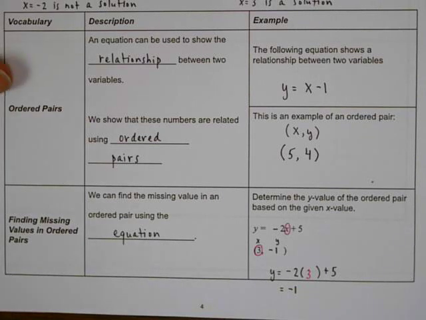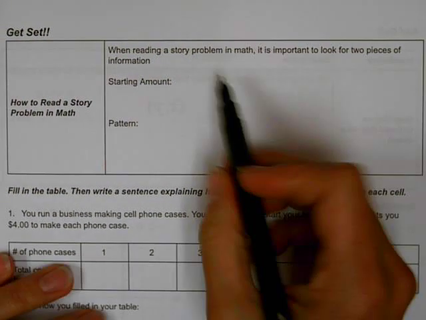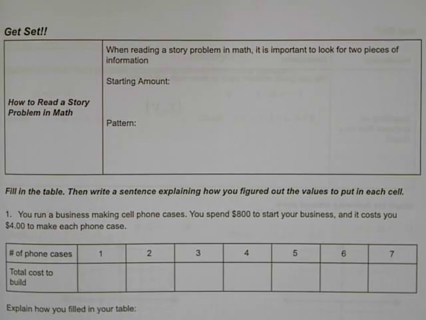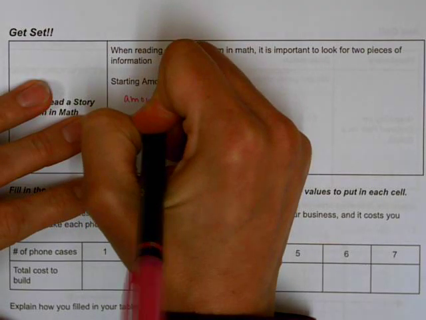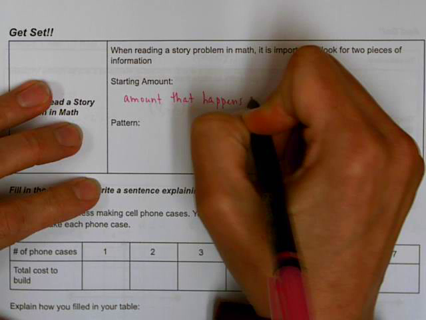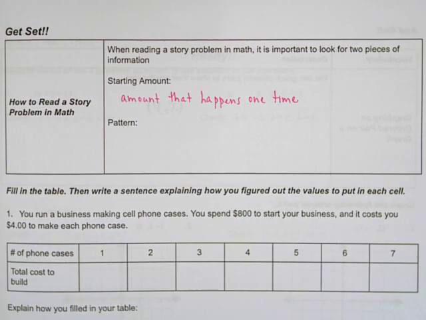Okay, so now we're going to switch and talk a little about reading a story or a word problem in math and how we find the important information in those word problems. So when we're reading a story problem in math, it's important to look for 2 pieces of information. And you might want to use colors here. I'm going to use 2 separate colors so then when we look at problems, we can highlight this information in those colors. So the starting amount, I'm going to say that is the amount that happens one time. That's going to be one really important piece of information. What's the amount that happens one time?